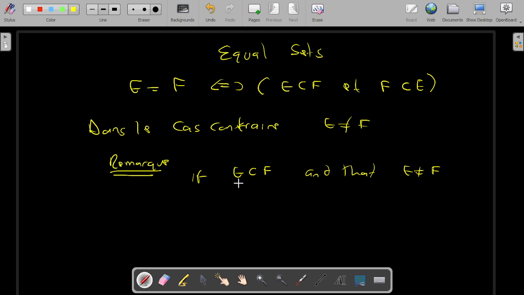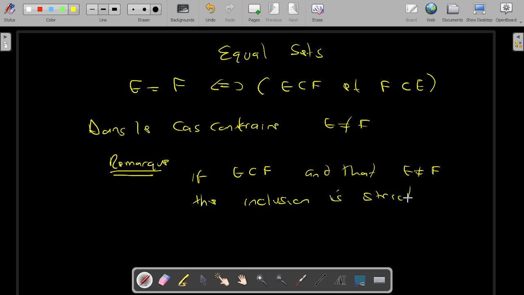So if E is a subset of F and E is not equal to F, we say that the inclusion of E into F is going to be strict. We can read it, we can say E est strictement inclus dans F. So the inclusion of E into F is going to be a strict inclusion.